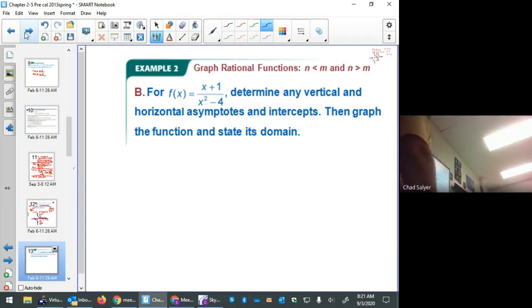So, degree of the numerator. What is it, Bristol? Highest power of x in the numerator is polynomial.